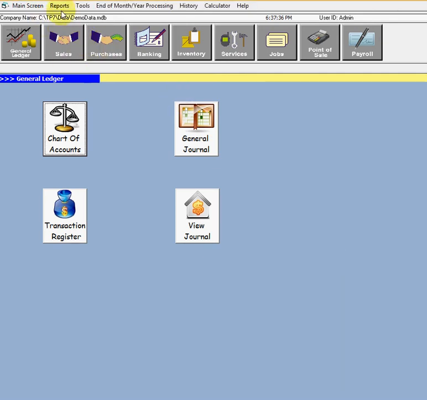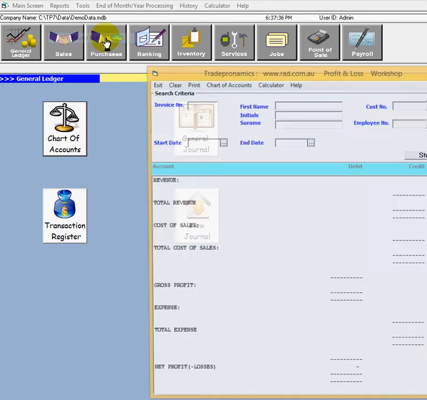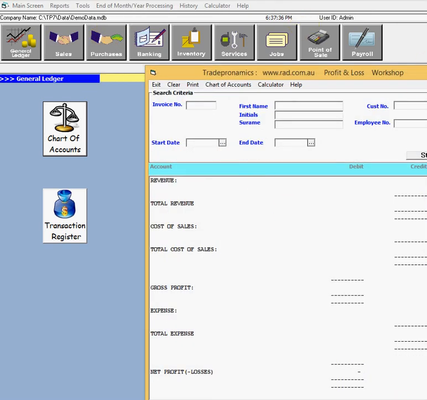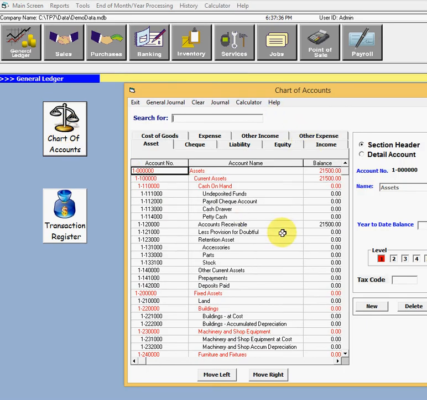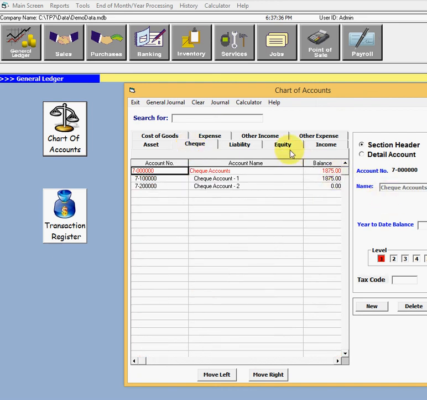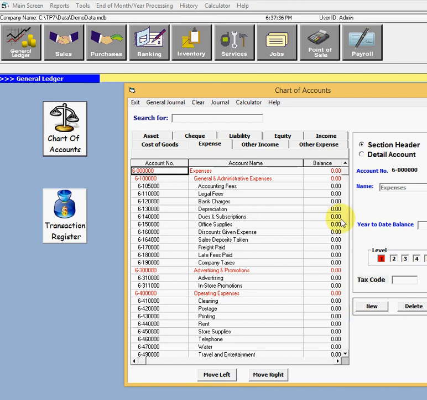So now if we go into the profit and loss, you will see there's nothing there, which makes sense. Okay, so it's ready for a new financial year. If you go to your chart of accounts, you'll see your accounts receivables, your assets, is exactly the same, your check account balance is the same. Your income is all zero, your expenses are all zero.